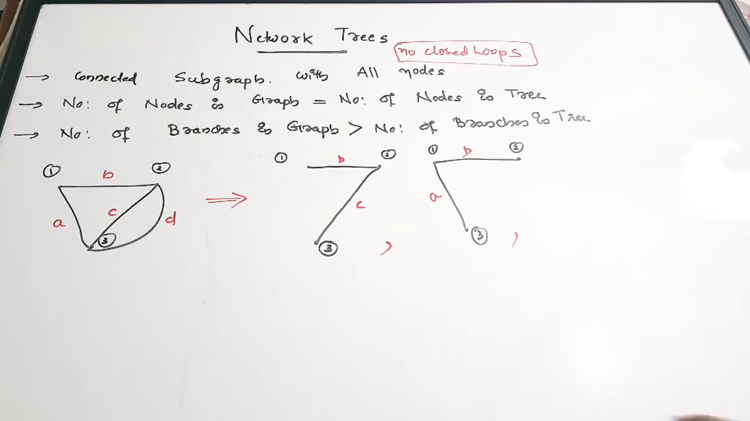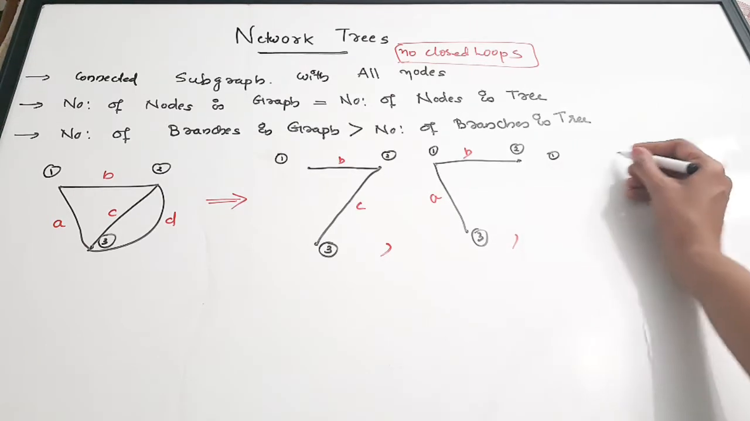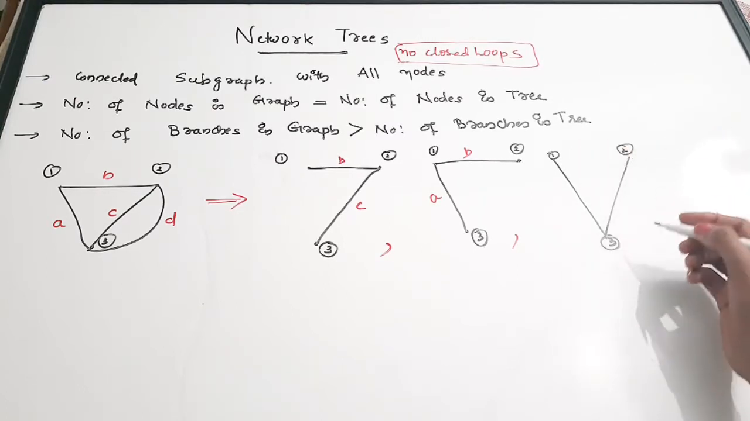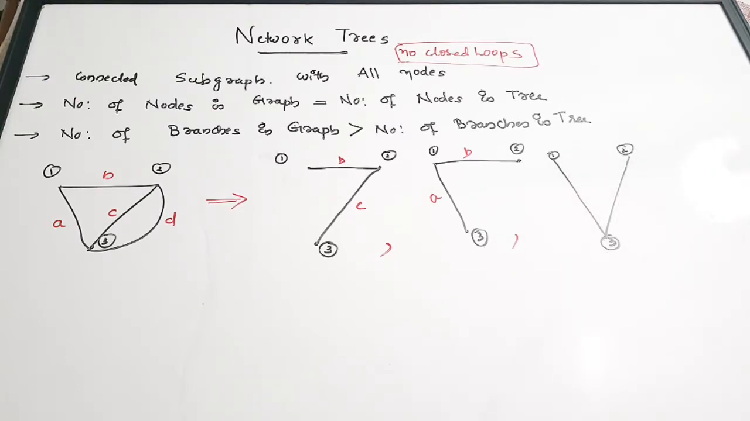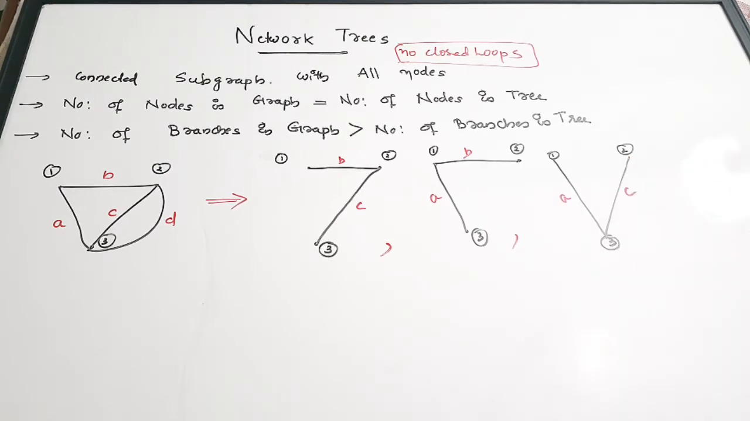Now, again, we can continue the process of forming trees. Here 1, 2, 3 as it is. Now we are going to include only two branches, A and C. So the A and C branches we have included. Again, we can continue.